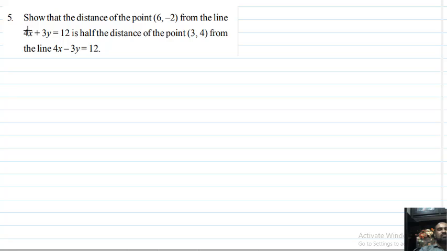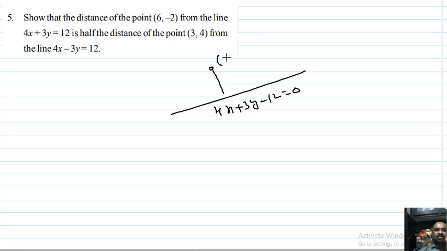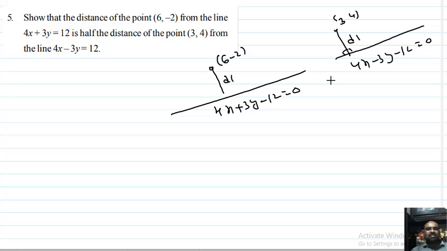So, next question: show that the distance of the point 6 comma minus 2 from the line is half the distance from 3 comma 4 to this line. Just two things here. One line equation is given as 4x plus 3y minus 12 equal to 0. We need to find the distance from the point 6 comma minus 2. Say this is d1. Another line is given here, 4x minus 3y minus 12 equal to 0. From 3 comma 4 we want to find the distance. Say this is d2.